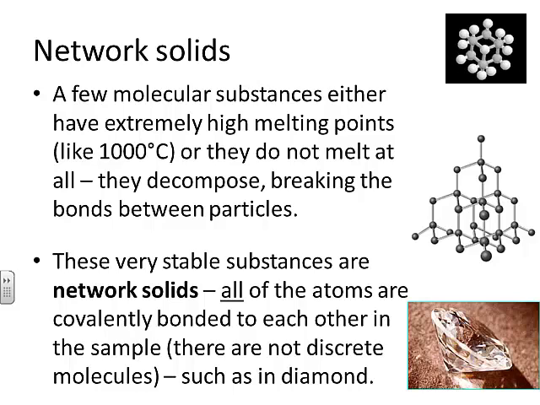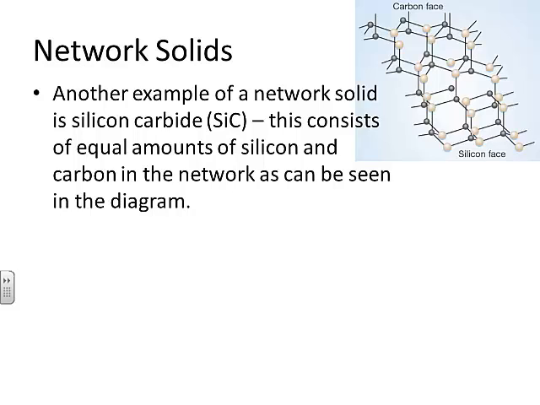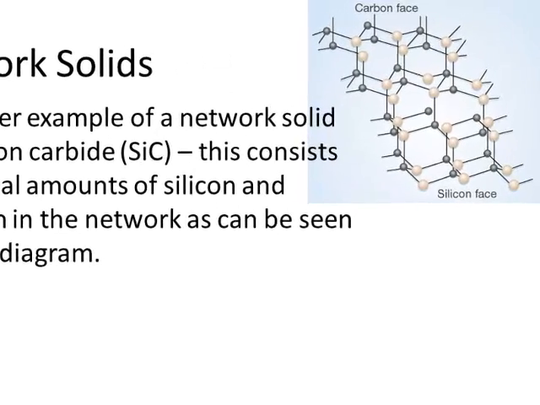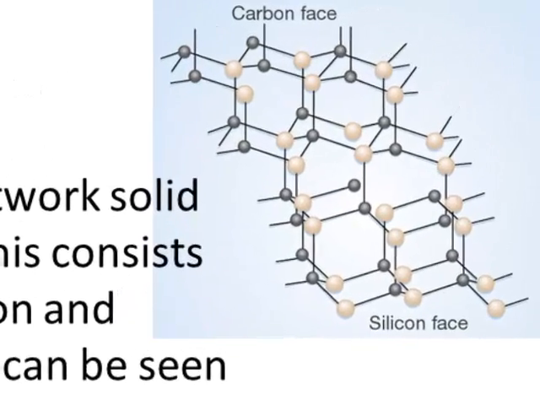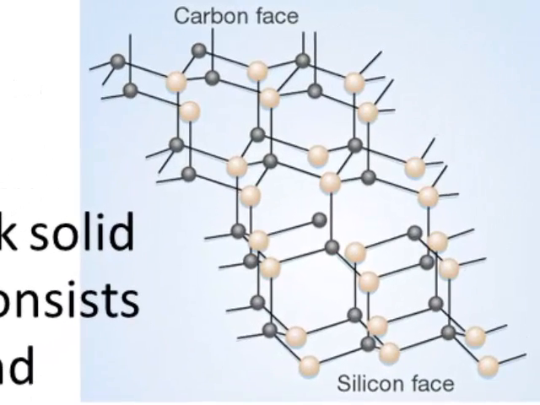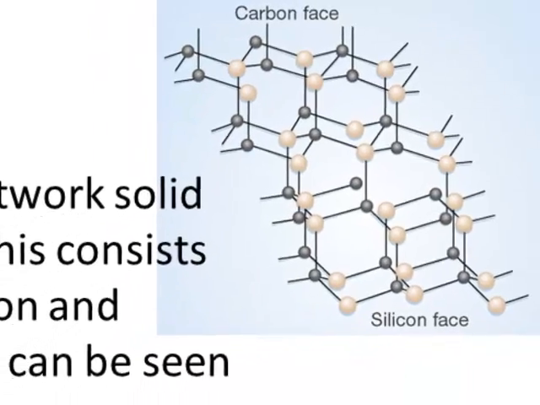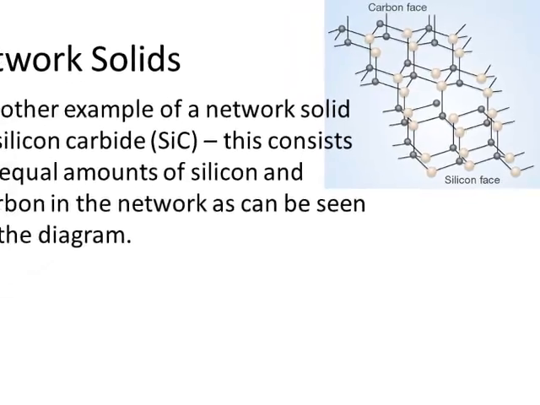Every carbon in that diamond is connected to 4 other carbons. The only exception to this is right out at the very edge of the diamond. Then obviously that pattern stops. Now silicon can also bond up to 4 times. Notice silicon is also in the same family as carbon. So they both have the ability to form 4 bonds. And silicon carbide is another network solid that can be artificially created. It consists of equal amounts of silicon and carbon in alternating layers, as can be seen in this diagram on the right.